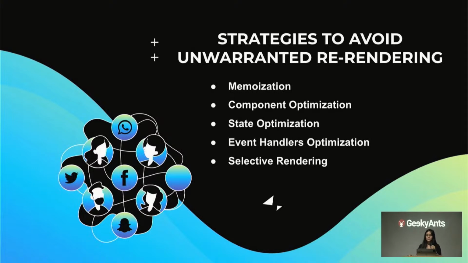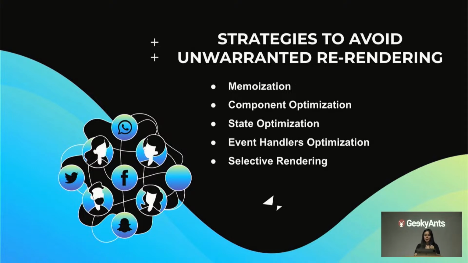Next up, we have state optimization. State optimization would mean avoiding the creation of unnecessary states or even splitting a state into even smaller pieces to limit the scope of re-renders. Now, there's another one, event handler optimization. Here, we would memoize event handlers or wrap them in useCallback to prevent the recreation on each render. We can also use throttling and debounce everything that the user is typing in. We can achieve that purpose.